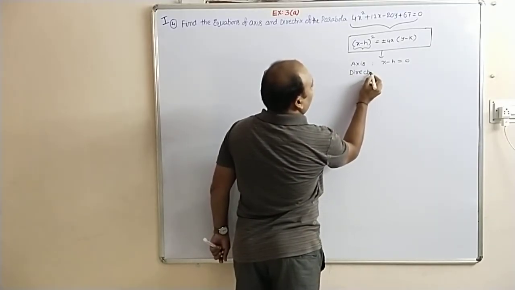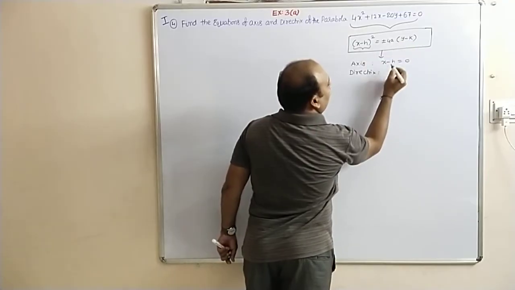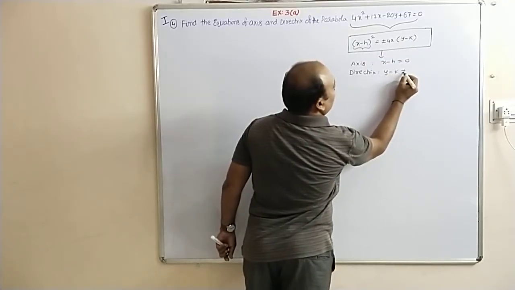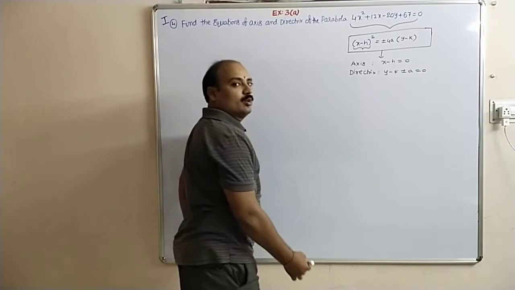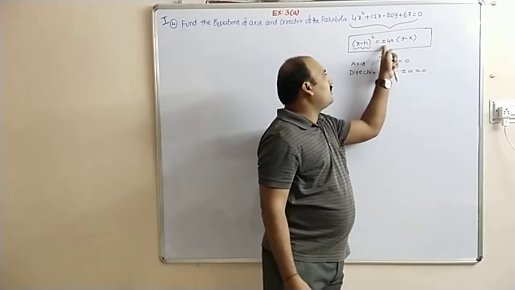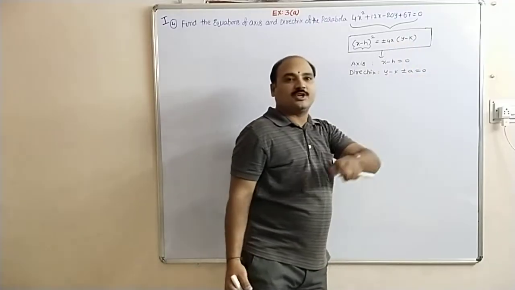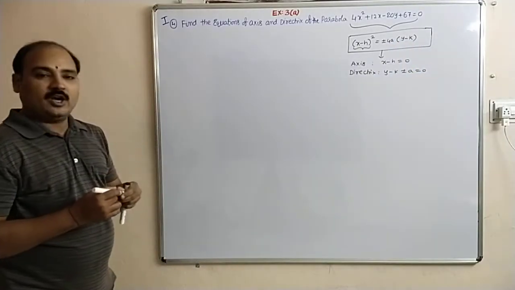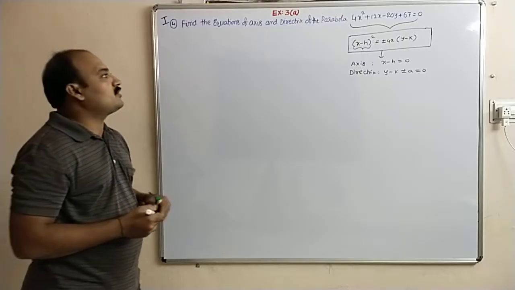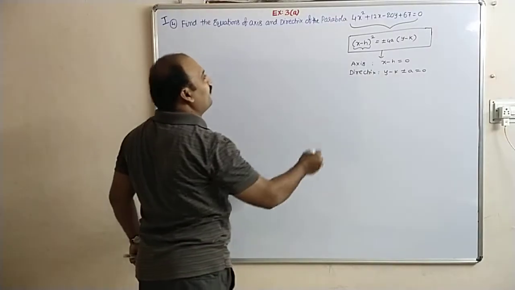Directrix: y minus k plus or minus a equal to 0. If it is plus here, y minus k plus a equal to 0. If it is minus, y minus k minus a equal to 0. Like this you can take that and get the equation of axis and directrix for the given equation of parabola.